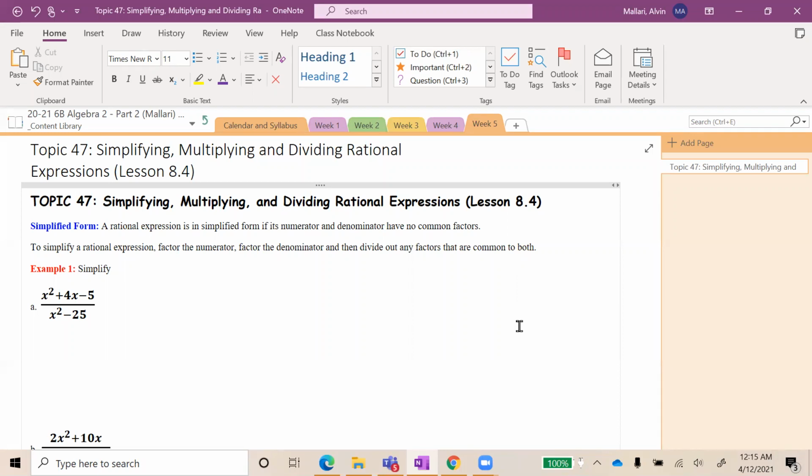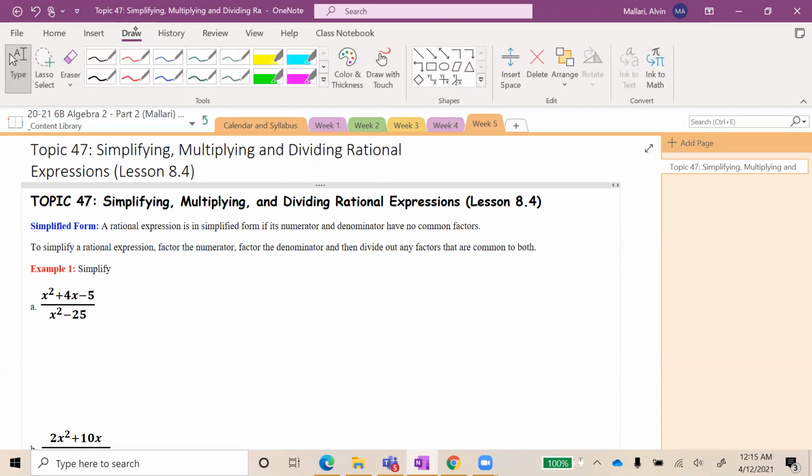We are tasked to simplify x squared plus 4x minus 5 all over x squared minus 25. So let's start with the numerator. We factor x squared plus 4x minus 5. Factors of x squared would be x times x. And then factors of the last term, which is negative 5, when we add them, results in positive 4. So we can have 5 and 1.